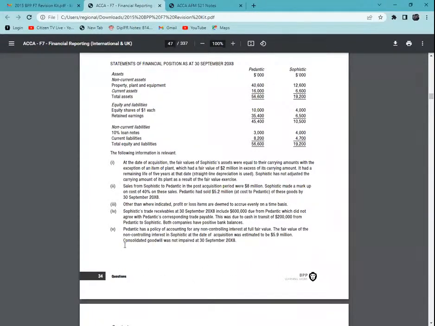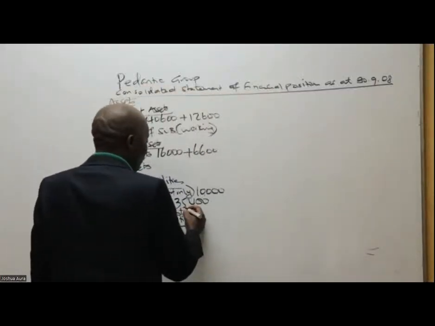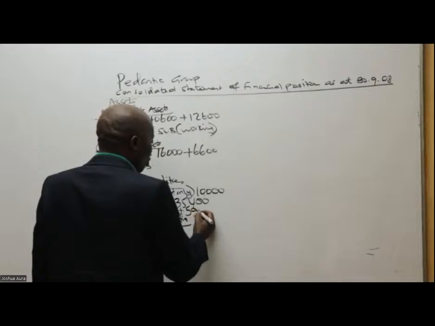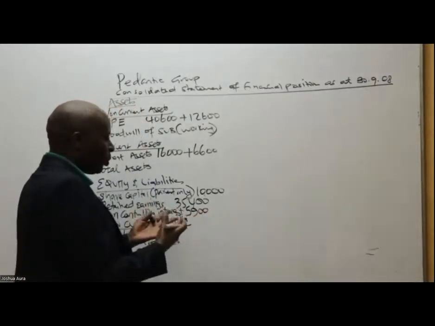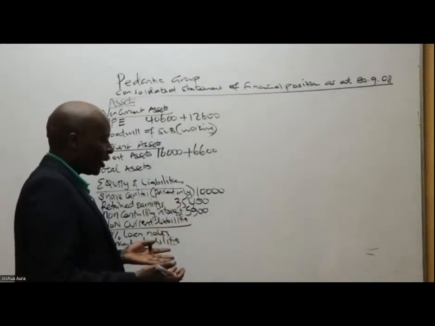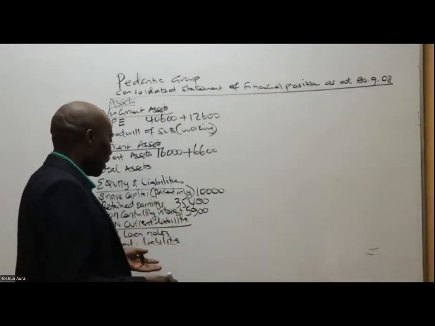Pedantic has a policy of accounting for any NCI at full fair value. The fair value of NCI in Sophistic at the date of acquisition was estimated to be 5,900. So for the non-controlling interest, I'll simply write the value at the date of acquisition, and then I'll add the share of post-acquisition profit later.